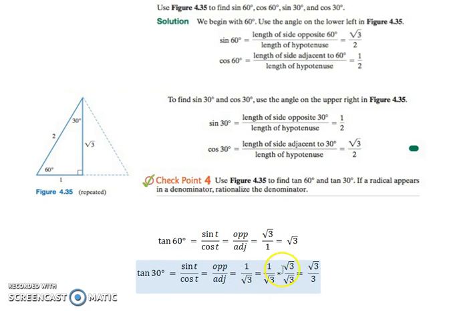We've got to fix that, so multiply by square root of 3 over square root of 3, and you get square root of 3 over 3. Okay, notice again, square root of 3, all these numbers keep repeating. So it's really, really good to memorize these.